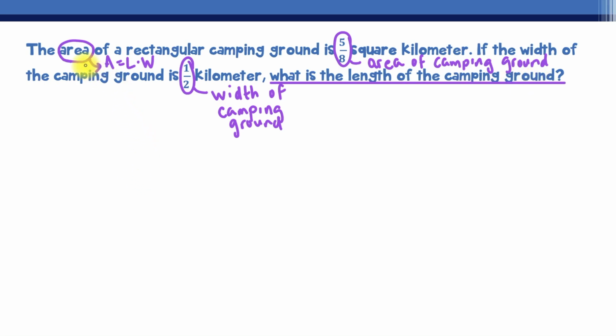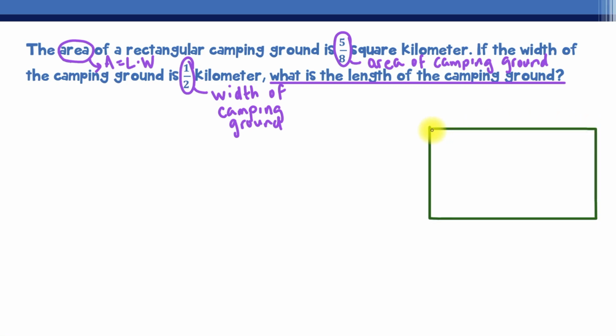Whenever we're dealing with questions that have shapes in them, like rectangles or squares or triangles, it's a really good idea to draw a model out and label it with the information that's given. So let's do that now. We know that we have a rectangular camping ground, so let's draw a rectangle to represent that. Next, we'll fill in the values that were given.